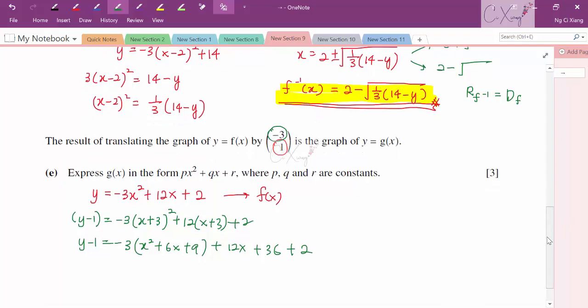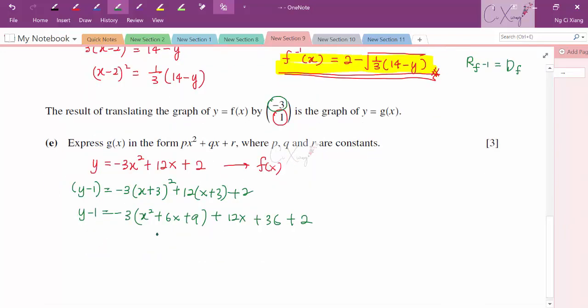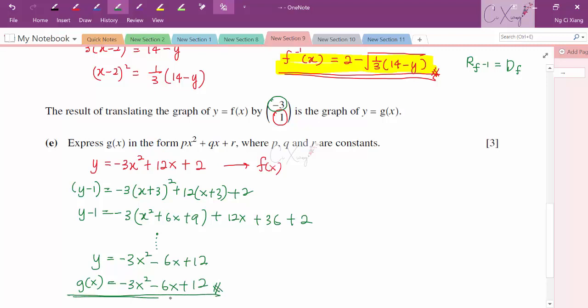Okay, so if you expand everything and simplify in detail, generally you have y equals negative 3x squared minus 6x plus 12. And therefore, this is the function after the translation, where g(x) is equal to negative 3x squared minus 6x plus 12. So this is what you have for the function g(x) after the translation of f(x).